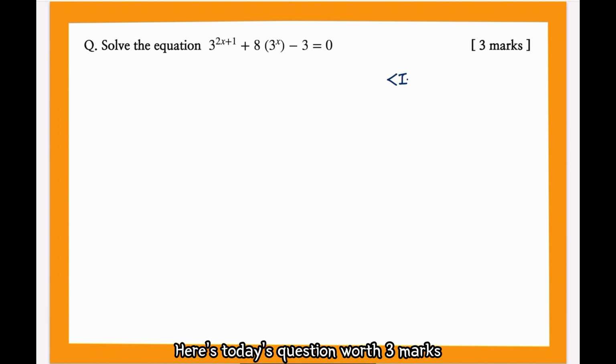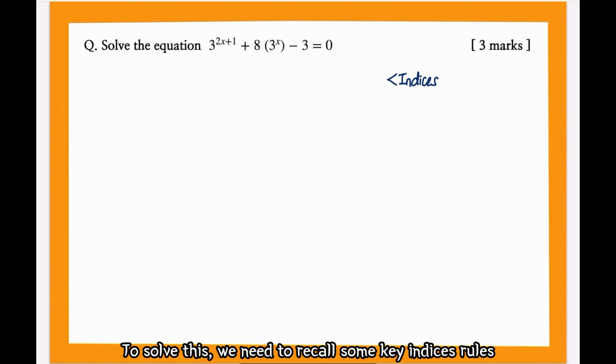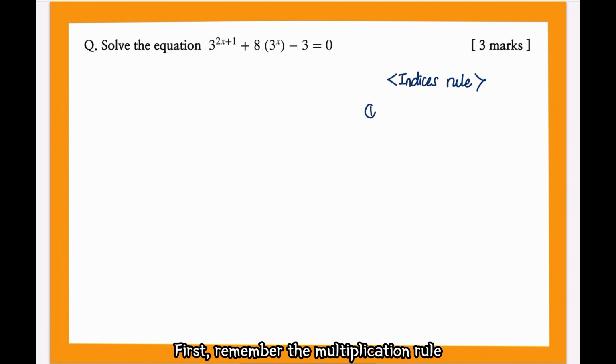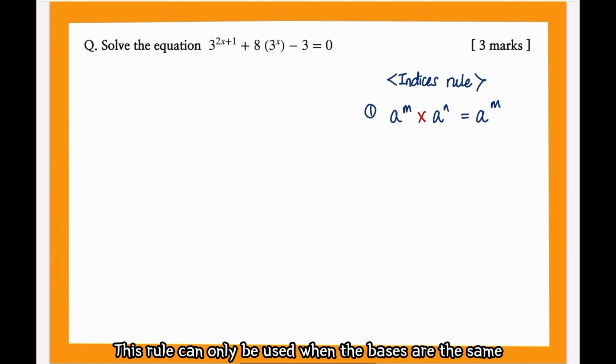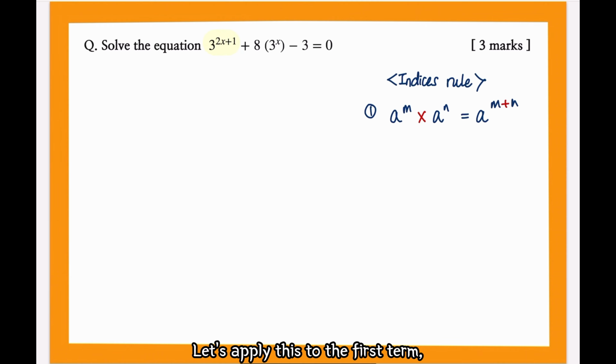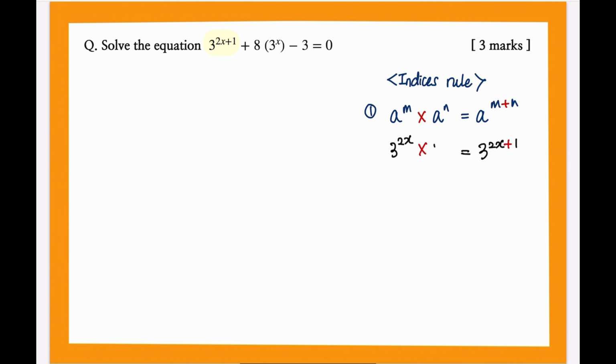Here's today's question worth 3 marks. To solve this, we need to recall some key indices rules. First, remember the multiplication rule. a^m times a^n is equal to a^(m+n). This rule can only be used when the bases are the same. Let's apply this to the first term, 3^(2x+1). We can split it into 3^(2x) times 3^1.